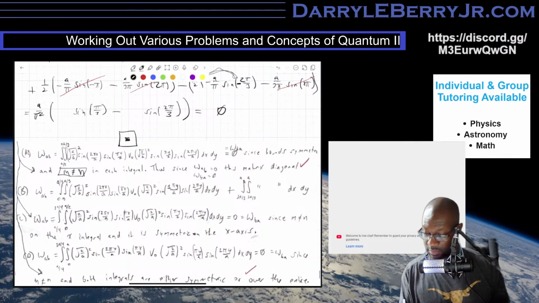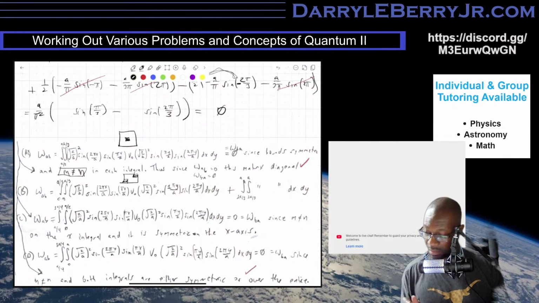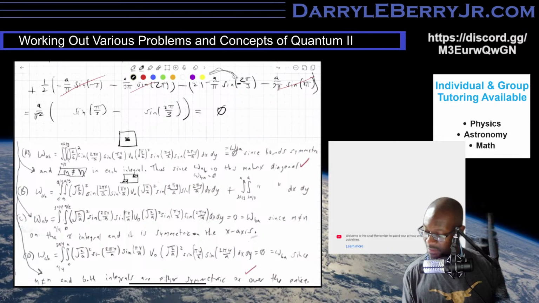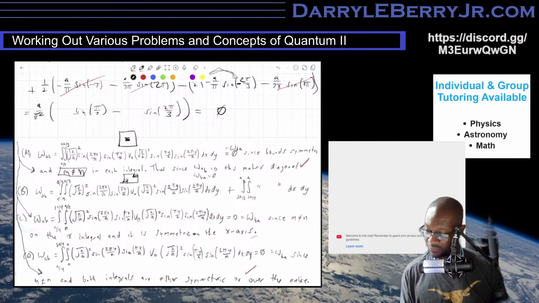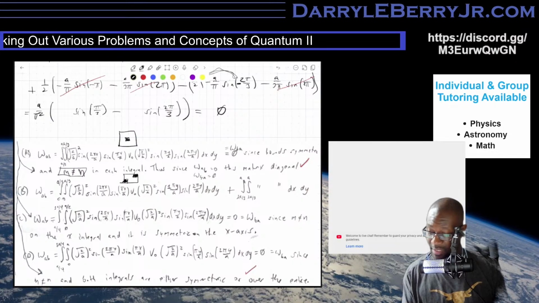For the second one, which is this one, this is what the integrals look like: 0 to a over 3 for both x and y, and then a over 3 to a for x and y. That one seemed too complicated to think about, so I just assumed that that one was not symmetric, which was the right answer.